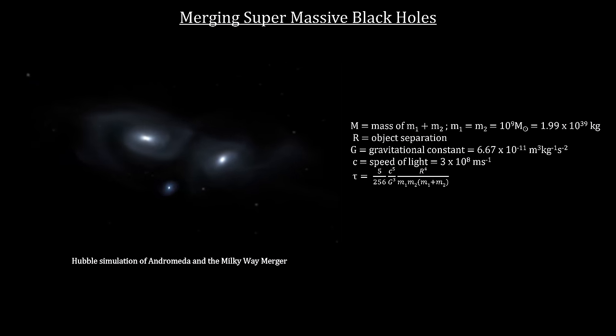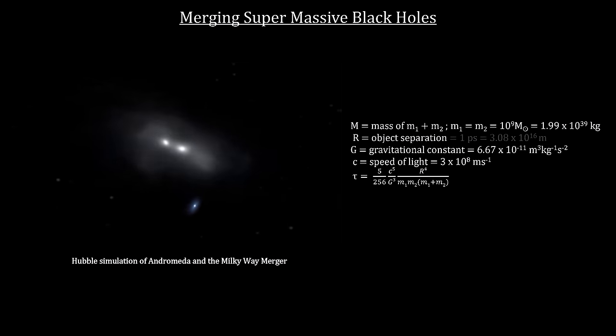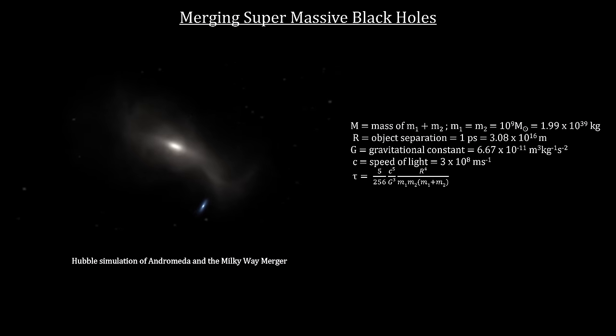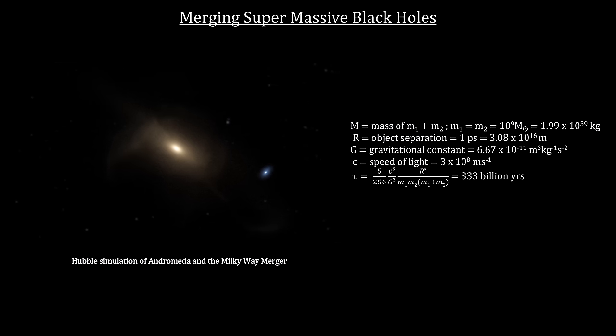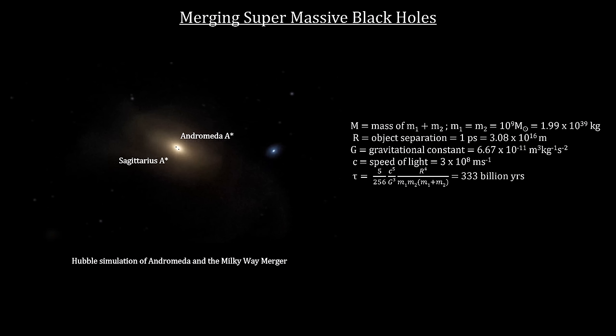This is the case because by the time the black holes reach a separation distance of around 1 parsec or 3.2 light years, the time-to-merger equation shows that this one will take over 333 billion years. That's 24 times the age of the universe. Astronomers call this the parsec problem. Yet, the supermassive black holes Sagittarius A star and Andromeda A star are not binary systems.